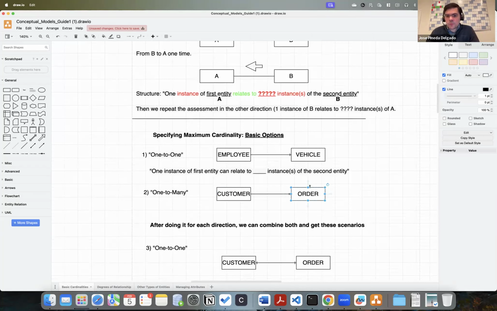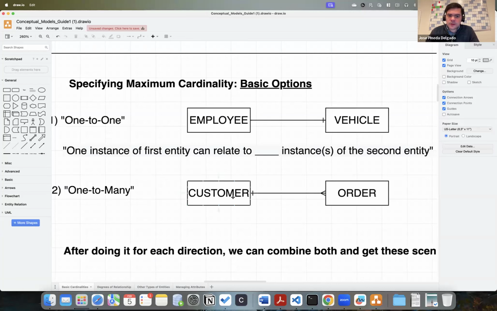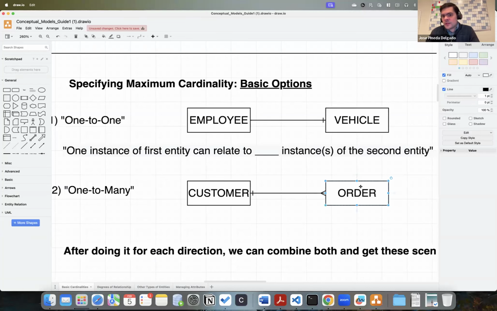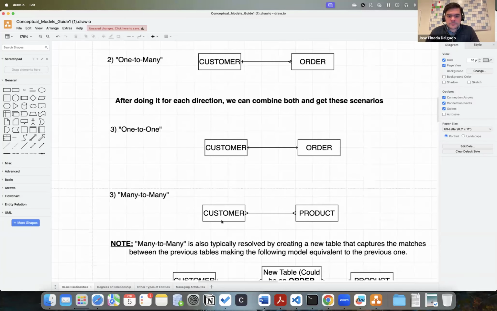If we wanted to examine it backwards, we might want to say something like, well, an order can be placed by only one customer. If we wanted to do that, we will click on the line, then on the icon for type of line, and we will do the one side. So a customer can place one or multiple orders, but an order can be placed by only one customer. So we want to do it in this format.